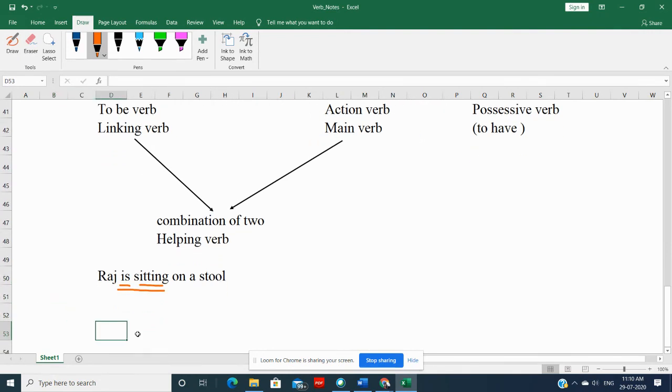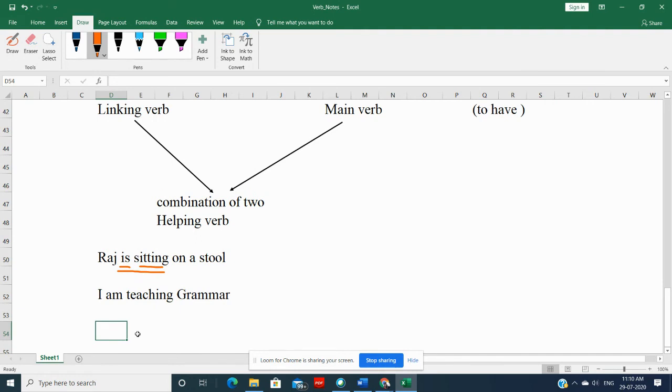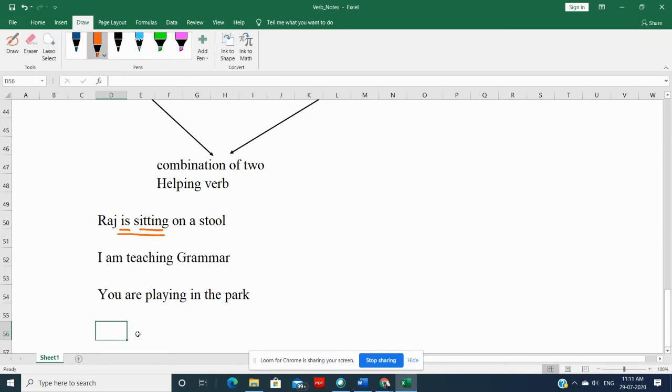You can also say that I am teaching grammar. You can take one more example. You are playing in the park, right? All right. So examples are done.